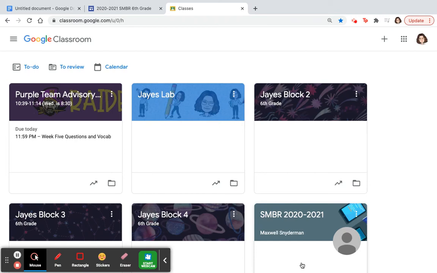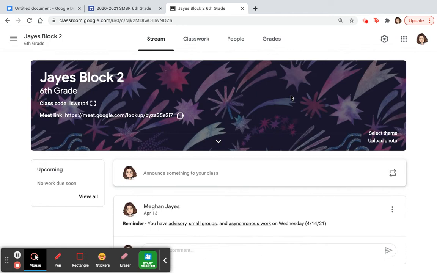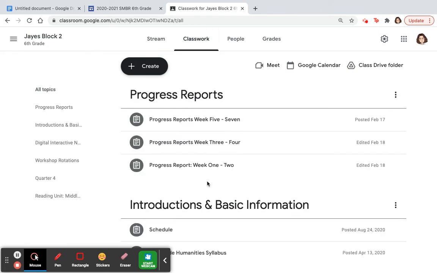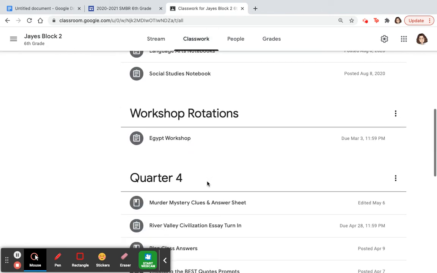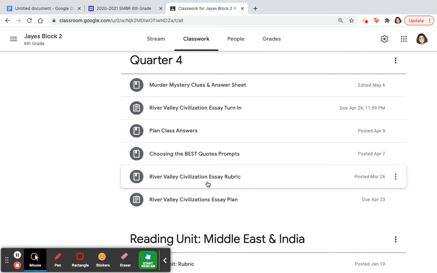Morning. So today we are going to be working on our graphic organizer for our River Valley Civilization essay. So go ahead and go into your class. I'm going to go into block 2 for mine, and I'm going to go under the classwork tab. Now once you're there, you're going to scroll down to quarter 4, and you're going to go into where it says River Valley Civilization's essay plan.